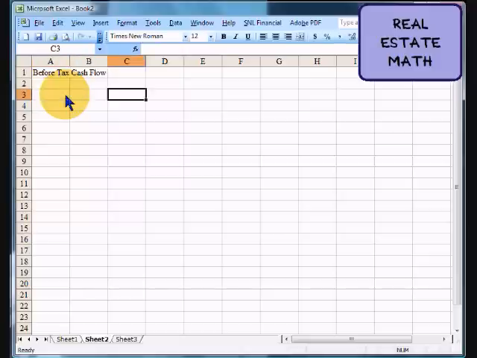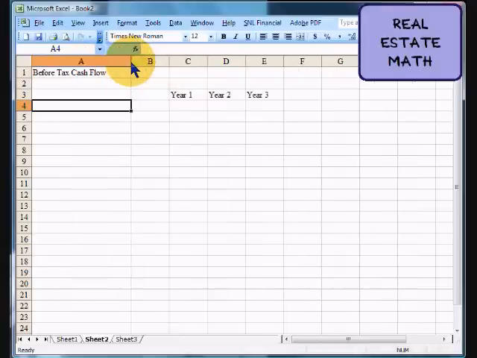Since we're looking at a multi-year investment, let's set that up: year one, year two, and year three. The income we would receive on a real estate investment, the total rent times the total number of units that we could possibly receive, we would typically call our potential gross income, or our PGI.